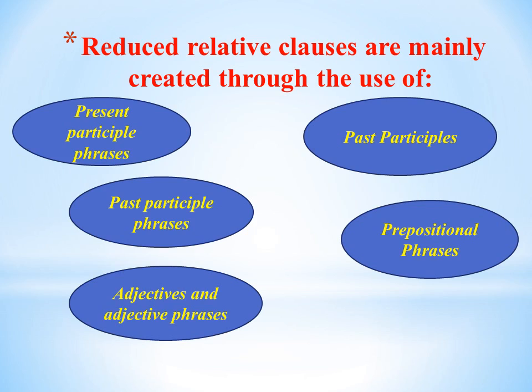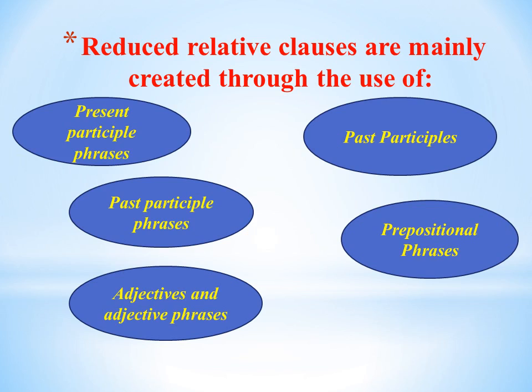Some action verbs reduce to the present participle, ing, especially when the present tense is used. First, remove the relative pronoun. Secondly, change the verb to the present participle form, and place the present participle phrase after the modified noun. For example, the man who lives near my home walks to work every day. Reduced. The man living near my home walks to work every day.